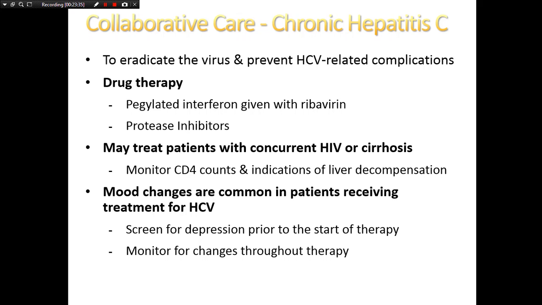We can treat these patients because a large percentage of our patients who have chronic hep C also have concurrent HIV. And if somebody does have fibrotic changes consistent with cirrhosis, you still can treat them for chronic hepatitis C, but you just need to monitor CD4 counts in somebody who's also HIV positive, and you need to monitor for those indications of liver decompensation in somebody who has cirrhosis.